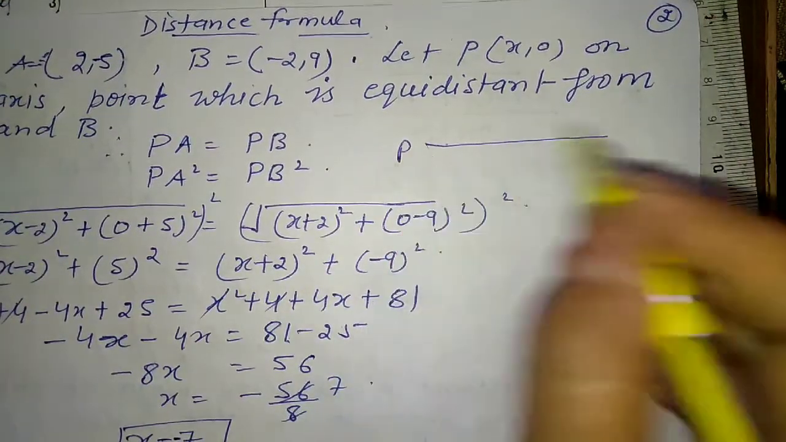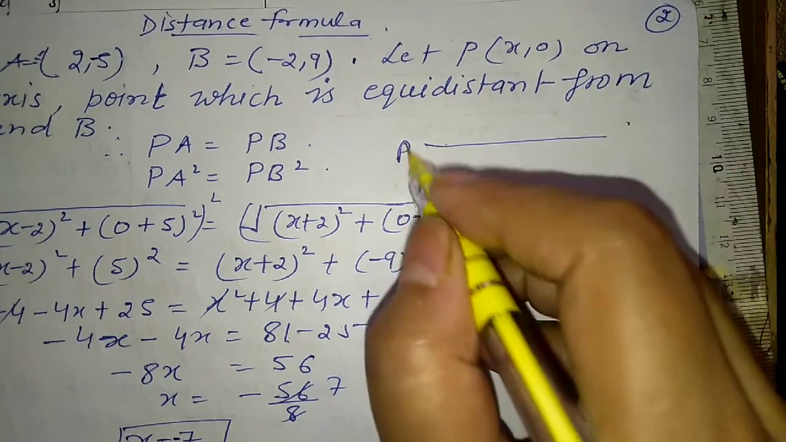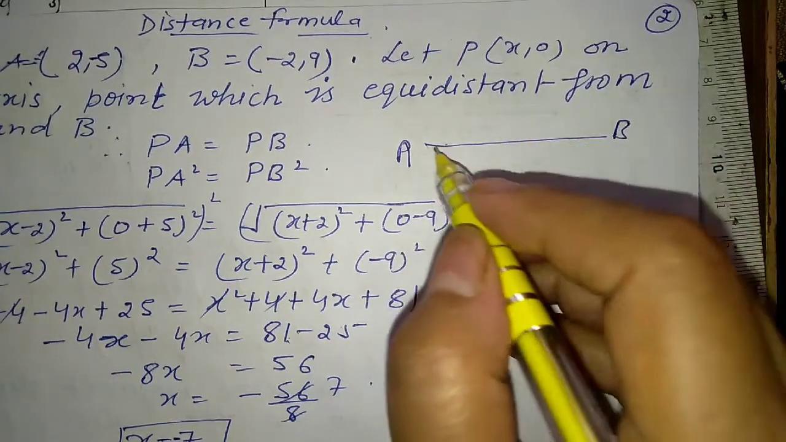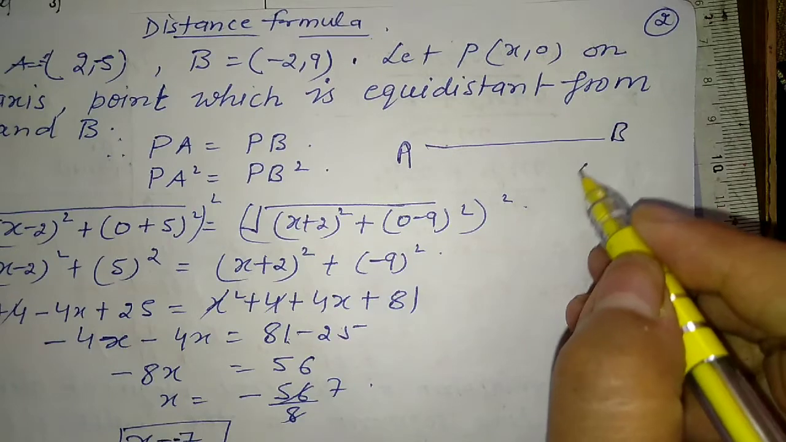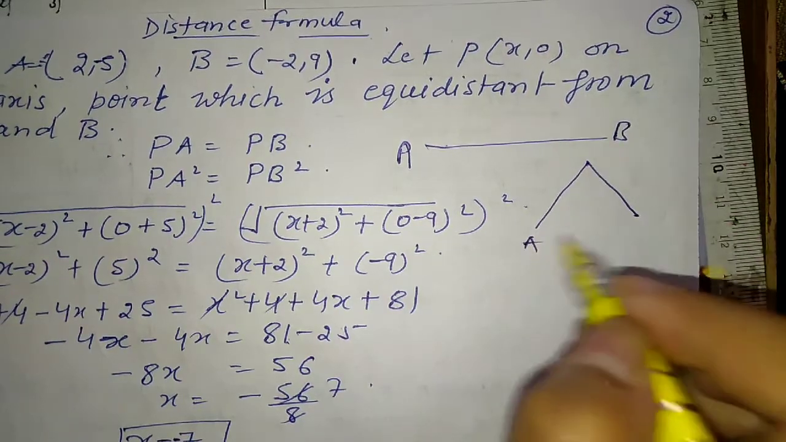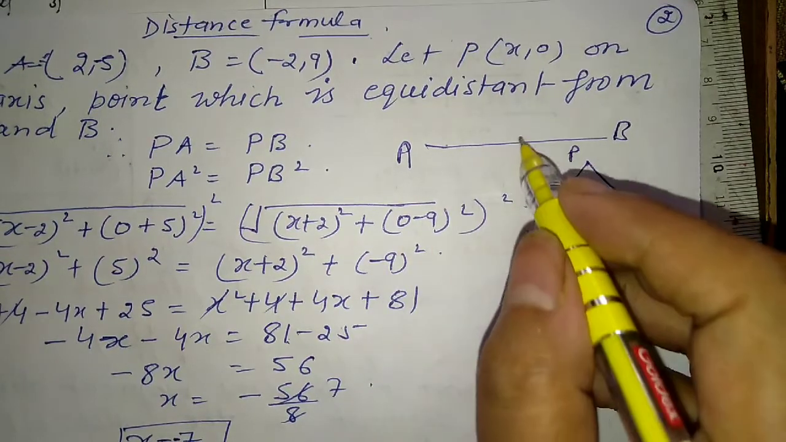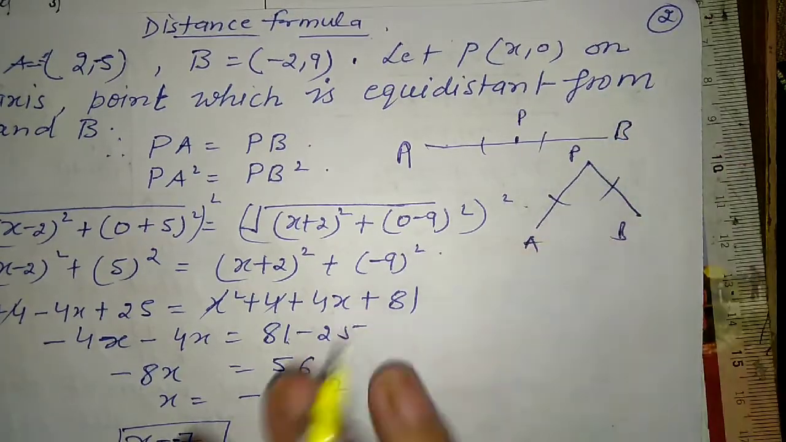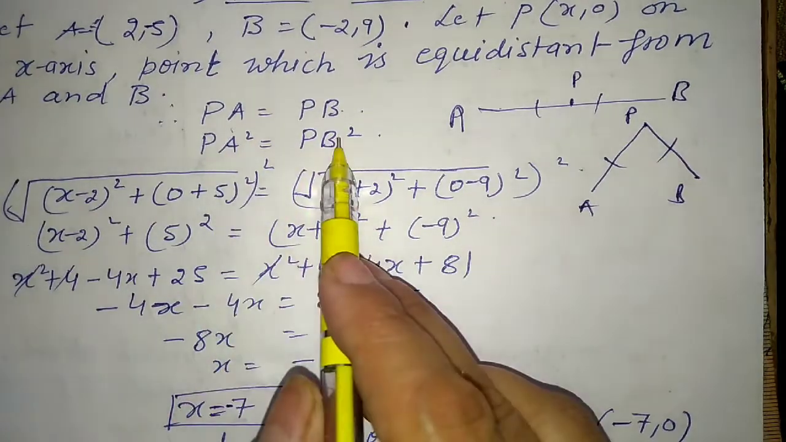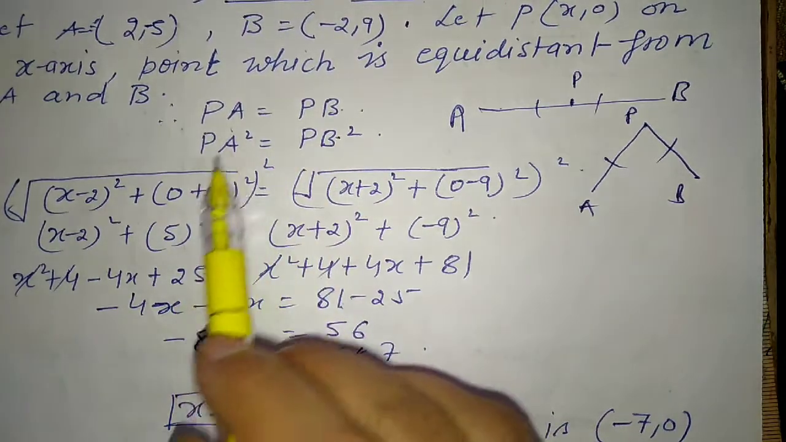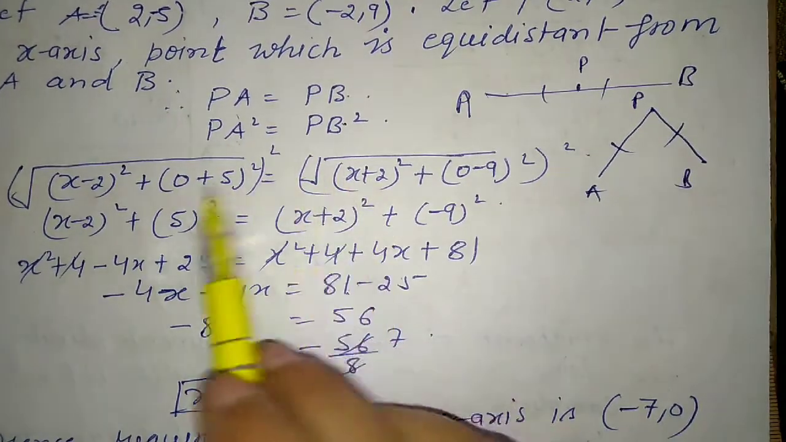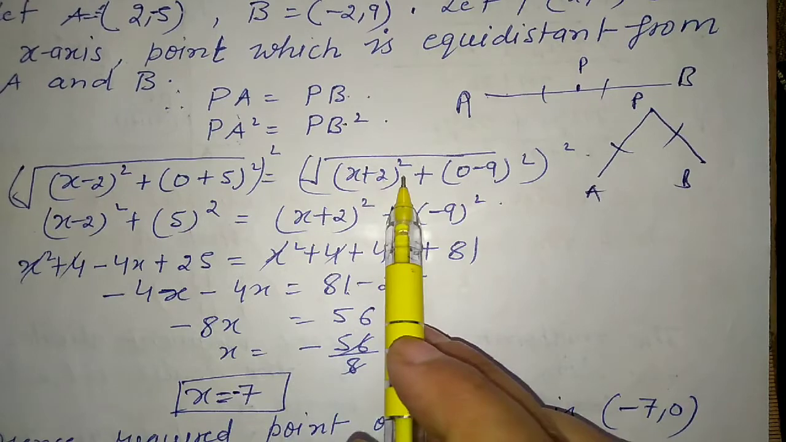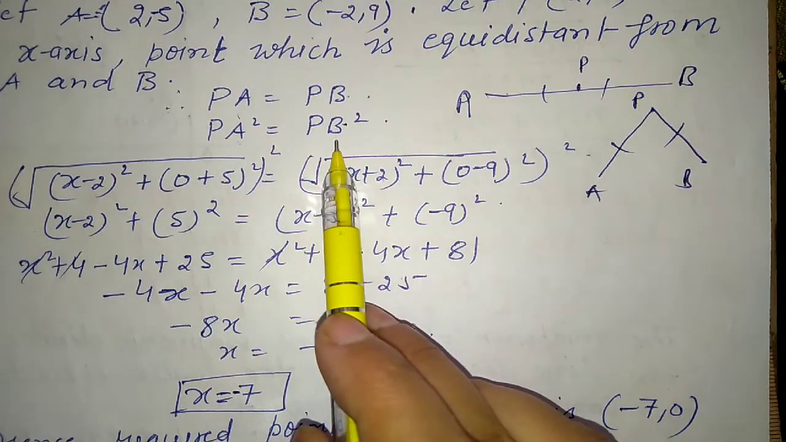It can be like this. Suppose this is P and this is A and this one is B in a straight line, or it can be like this. This is A and B and here is point P. These are equal. So PA is equal to PB. We will square both sides because in the formula we are getting the root. To remove the root, you know that we have to square both the sides. So PA square is equal to PB square.